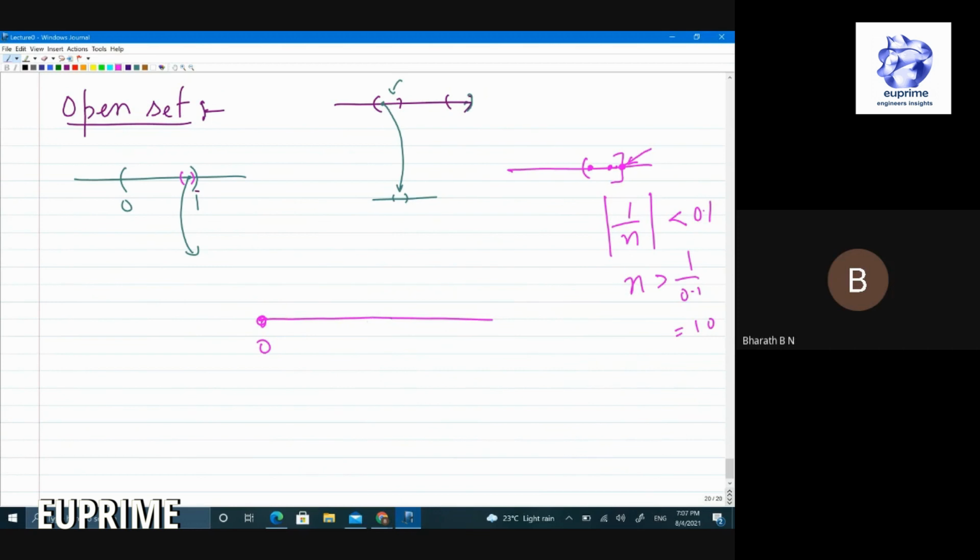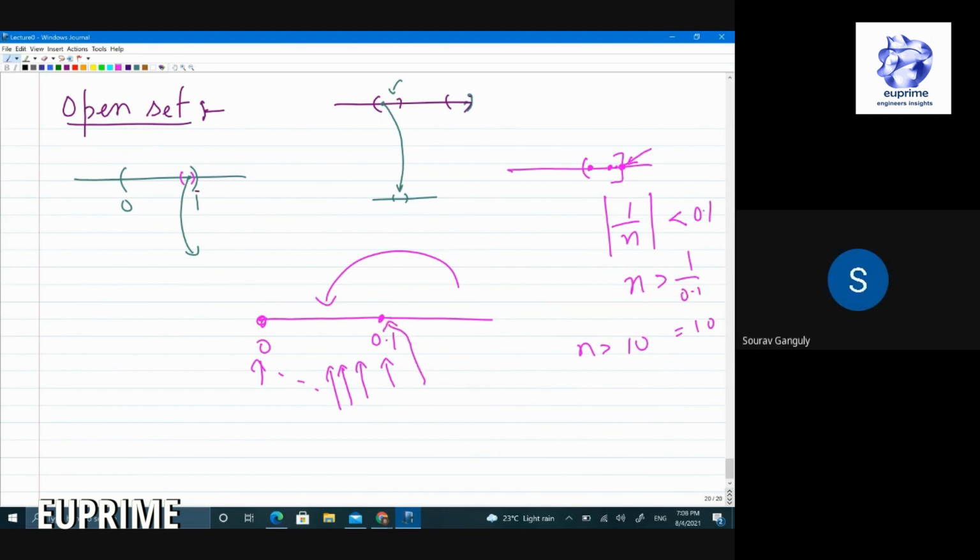So if you look at the positive side, this will be 0.1 and it should be within that, right? Do you agree? Yes, sir. So you can be within that only if n is greater than 10. If n equals 10, you will be here: 1 by 10 is 0.1. n equal to 11, you will be here. n equal to 12, you will be here, and so on, and it will go to 0. n equal to 9, you will be somewhere here, outside. Do you agree?